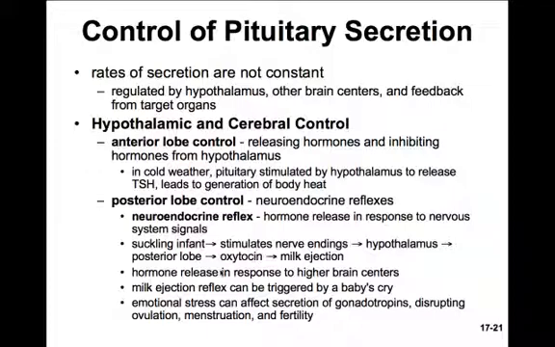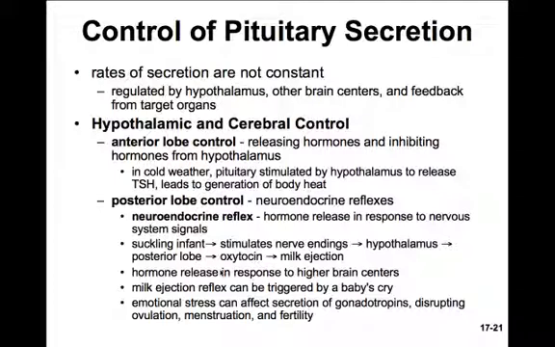The posterior lobe is controlled entirely by neuroendocrine reflexes. As you'll remember, it's basically nervous tissue, and neurons extend from the hypothalamus down into the posterior pituitary. The hormones are released in response to nervous system signals.